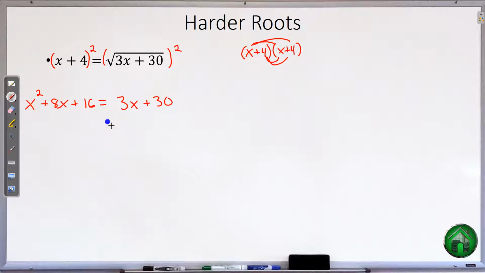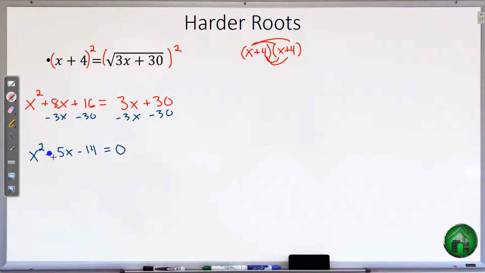All right, so I've got this equation now. I'm hoping this looks familiar. We have done this much before, but if you want to remember how to do it, you need 0 on one side. So we're going to subtract 30. I'm going to line up my like terms, and I'm going to subtract 3x as well. So the x squared, nothing happened to it, so it stays. 8x minus 3x is 5x. And 16 minus 30 is negative 14. So now we have a quadratic that equals 0.